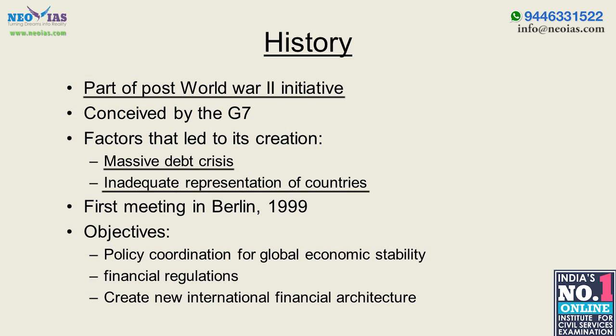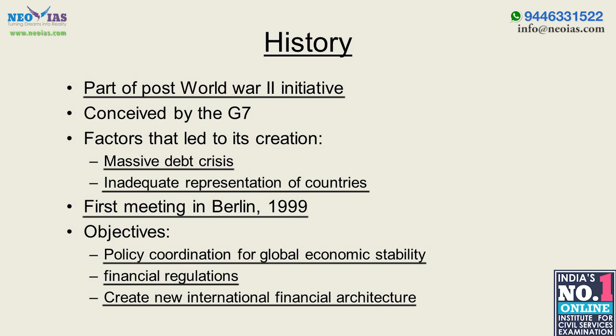The initial talks of creating G20 started at the G7 Cologne Summit in 1999. Later on, in the same year, the G20 was inaugurated with its first meeting at Berlin. The G20, in its first meeting, put forth three primary objectives that it seeks to achieve. These included policy cooperation among the members to attain economic stability, promote financial regulations to avoid future crises, and lastly, to create a new international financial architecture.